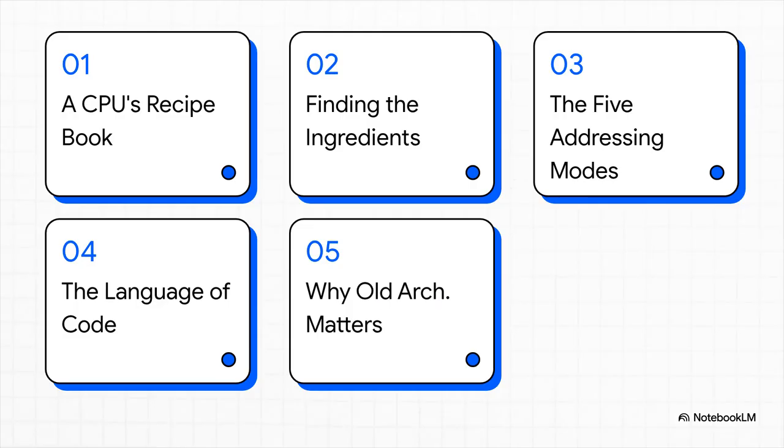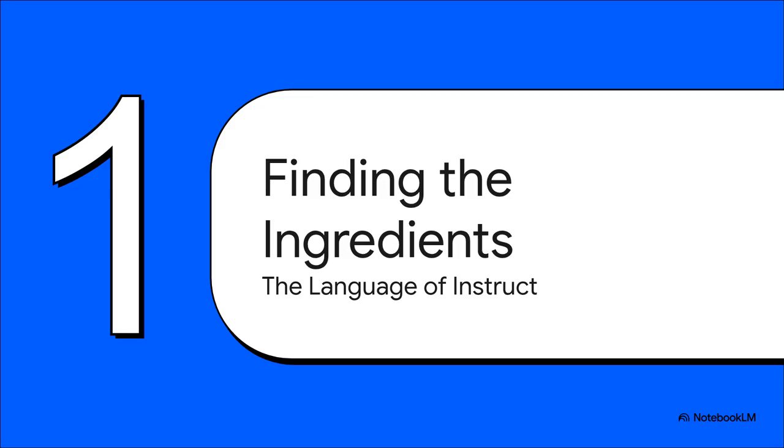Okay, so here's our game plan. We'll start with the basics of that CPU's recipe book. Then we'll get into how it actually finds its ingredients using 5 key methods called addressing modes. After that, we'll see how it all clicks together to form the language of code. And stick around to the end because we're going to talk about why this old school architecture is still incredibly important today. All right, let's get into it.